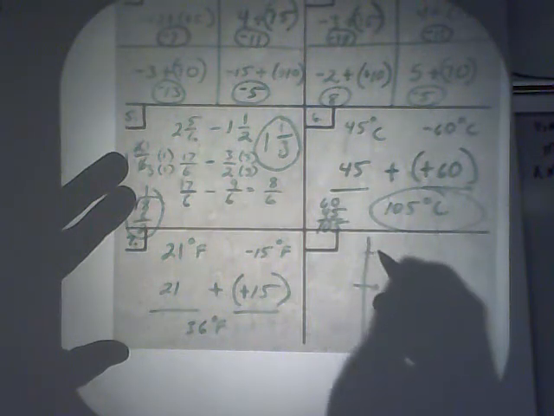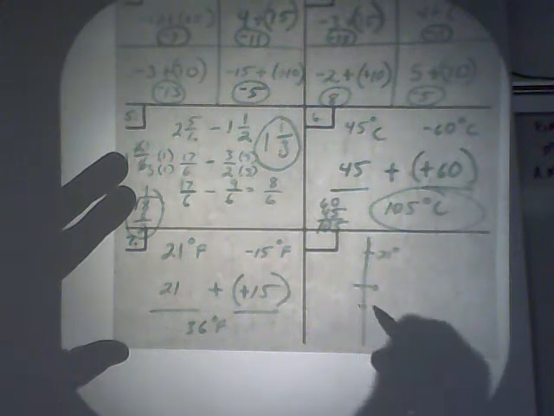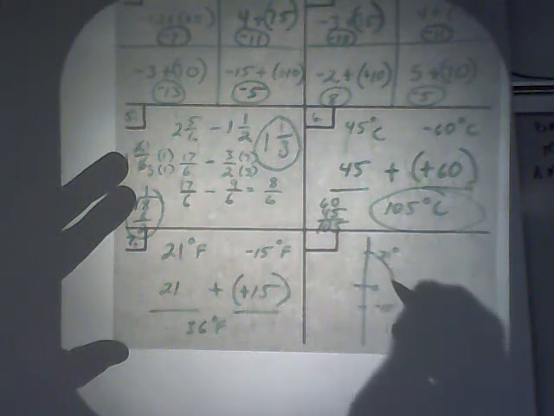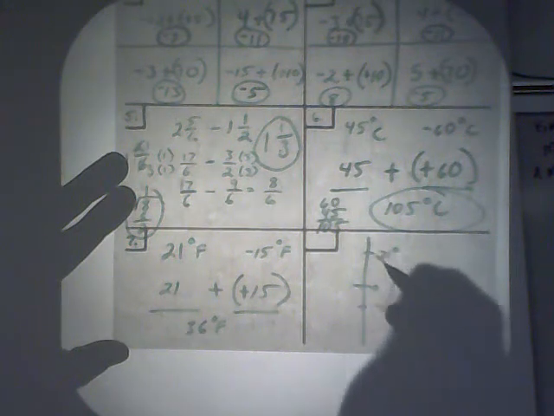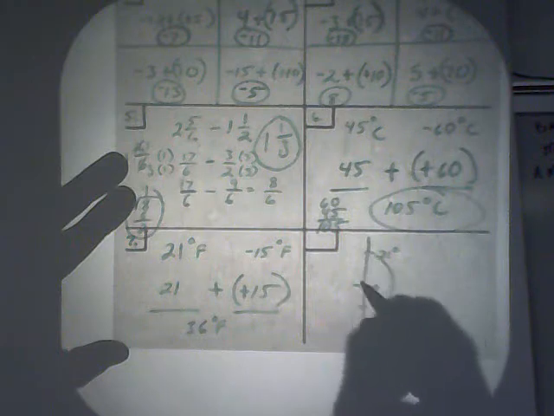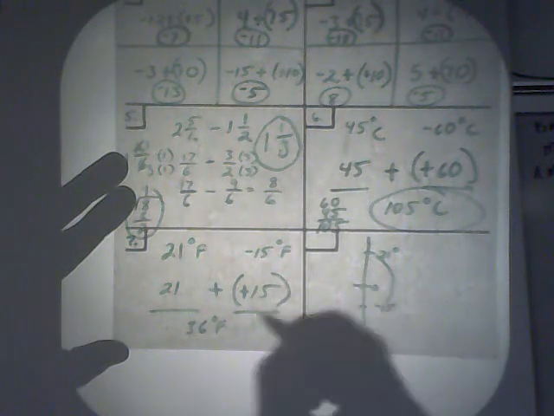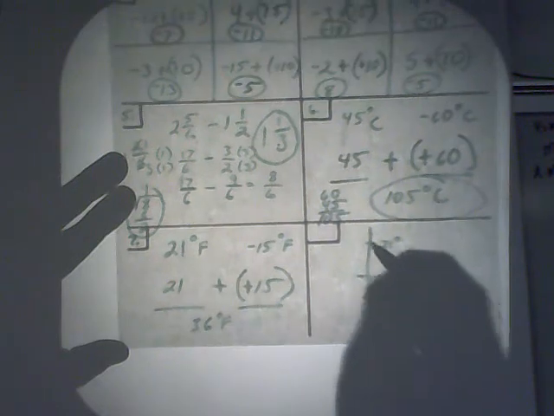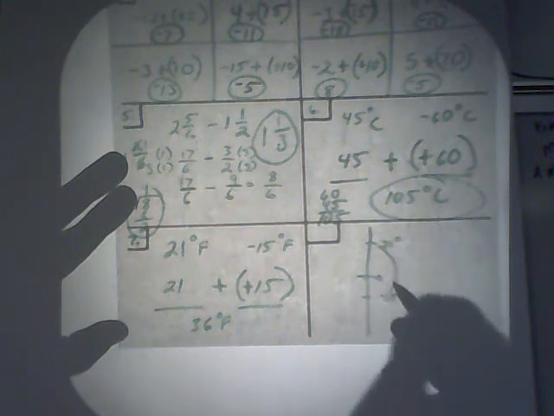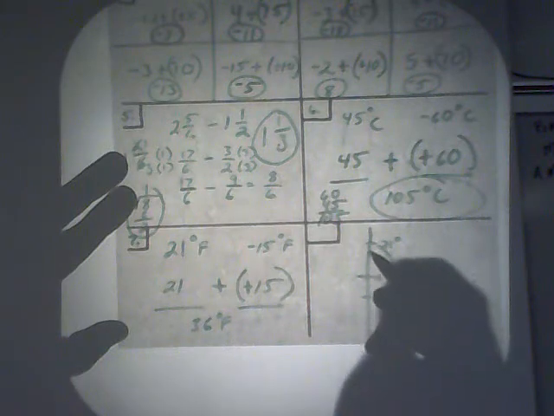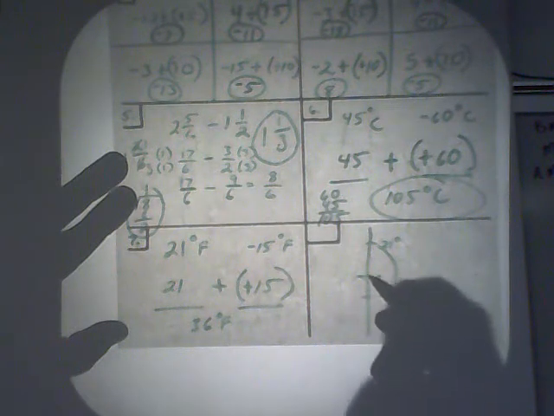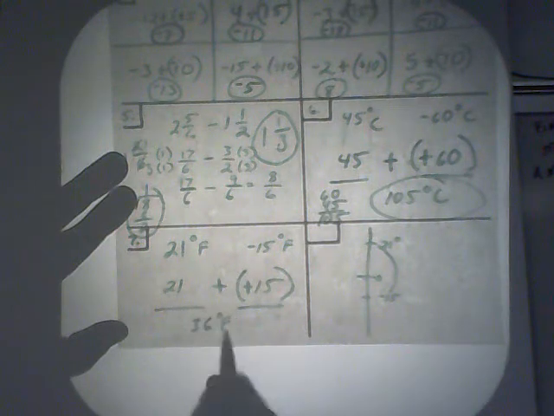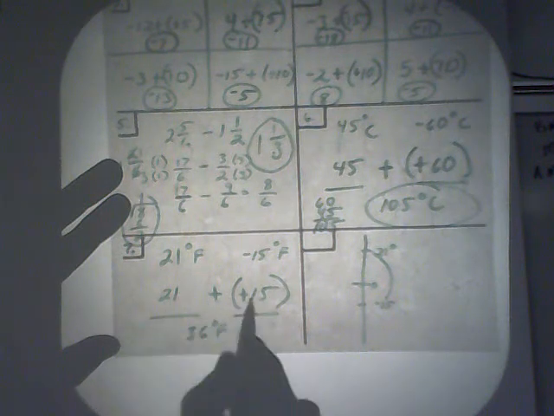So all I'm saying is if I was looking at a thermometer, up here is 21 degrees, down here is negative 15 degrees. What is the difference? How many lines are there in between here? Well, there's 36. There's 21 up here, 15 down here. So altogether, the difference is 36 lines. Add, I have 36. So that's what I'm looking for, the difference. I would keep the sign of the bigger looking number if they were different, but they're not. They're both positive.